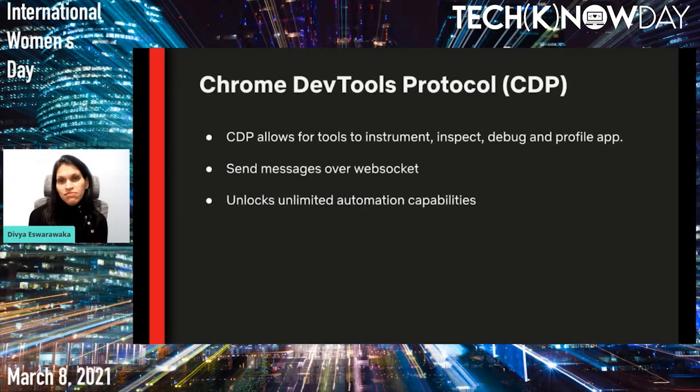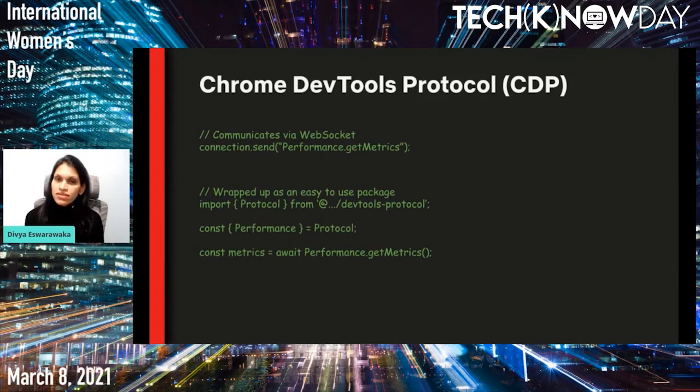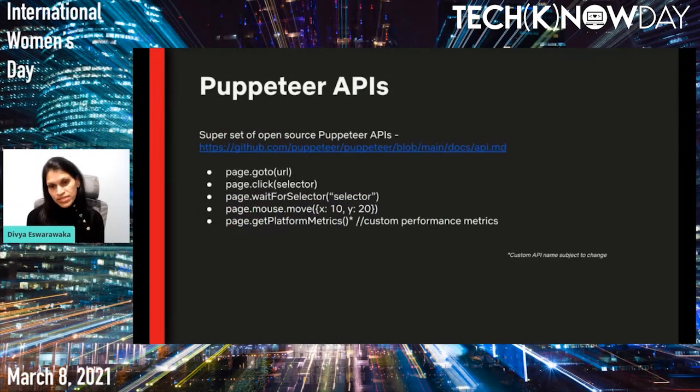The protocol was implemented by a platform team that allows for tools to instrument, inspect, debug, and profile the app. CDP allows for remote control of the application by sending JSON messages over WebSocket. CDP exposes low-level automation primitives that are non-flaky and low overhead. These primitives are close to how a user interacts with the application, which in turn unlocks unlimited automation capabilities. So here is an example. The client creates a WebSocket to connect to the URL and start sending CDP commands. In this example, we're getting back the performance metrics.